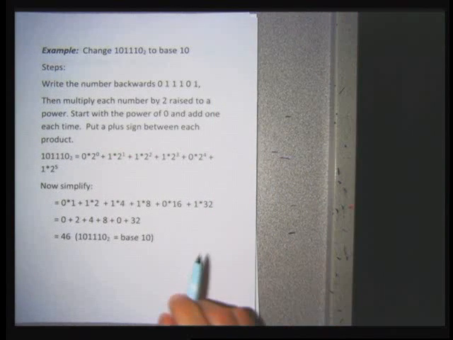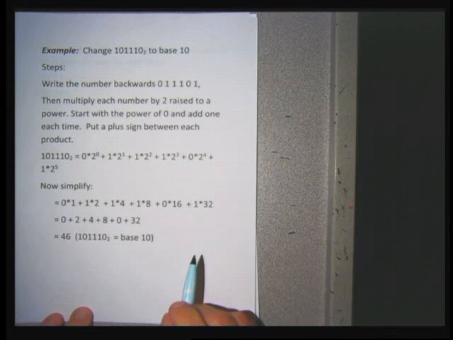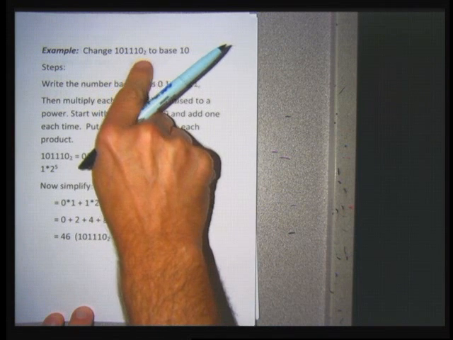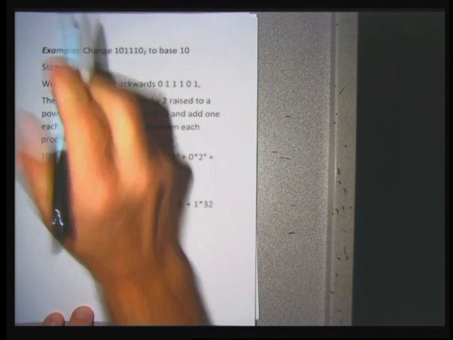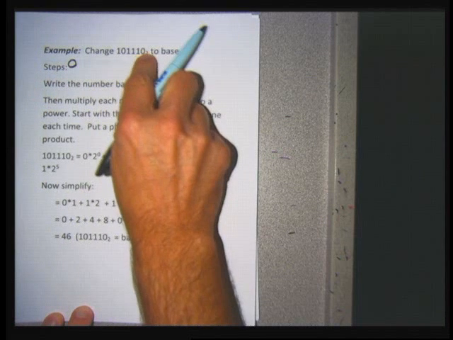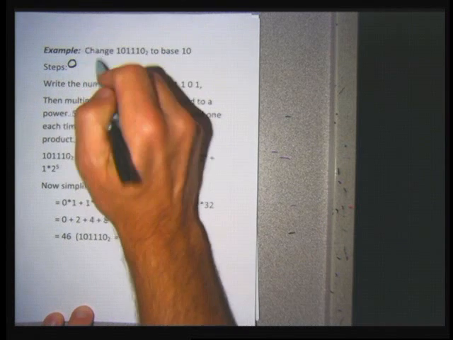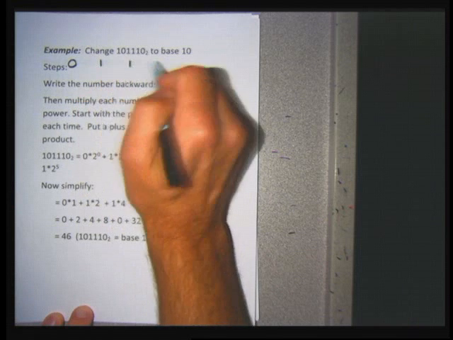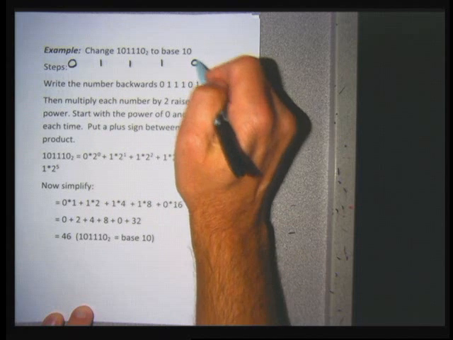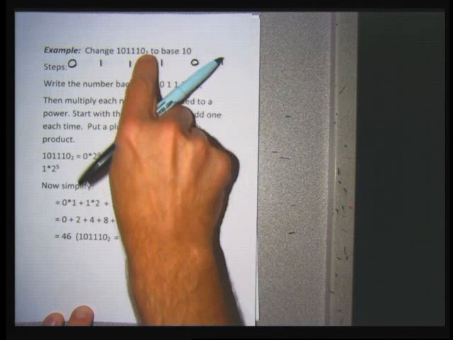Base 2 is always the icky one because the numbers get really long. So if I wanted to convert 101110 base 2 to base 10, I start off by writing the number backwards. So I'm going to write 0, that 0, and then 3 ones, then that 0, then that 1.